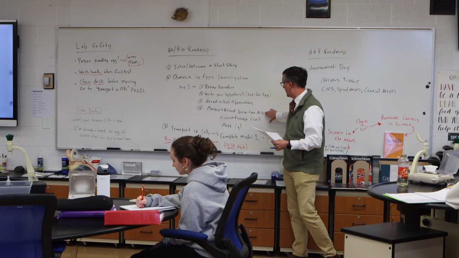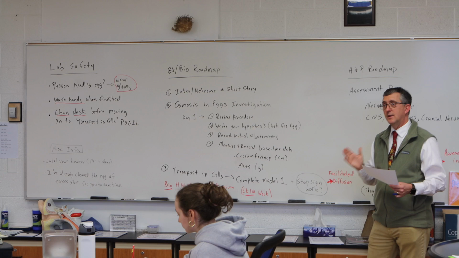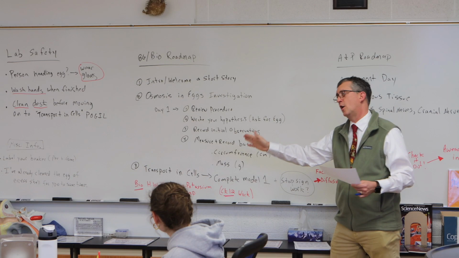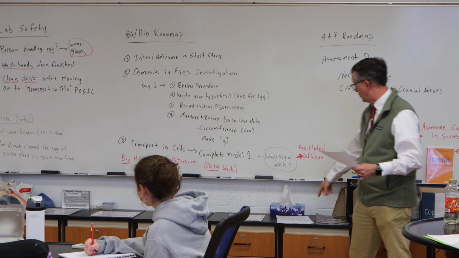Once you roll from lab to your P.O.G.I.L., I only want you doing the first model. When you get to the stop sign, when you get to the end of the first model, work on the stop sign work. The stop sign in that P.O.G.I.L. is further along, but we're going to stop at that first model. That means, do you have your diffusion handout finished? And if you do, there's a second enrichment handout that I want you to do called facilitated diffusion. It's sitting here, and you don't need to grab it until you get to that point. Okay.